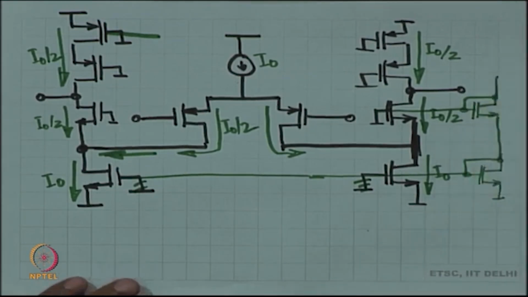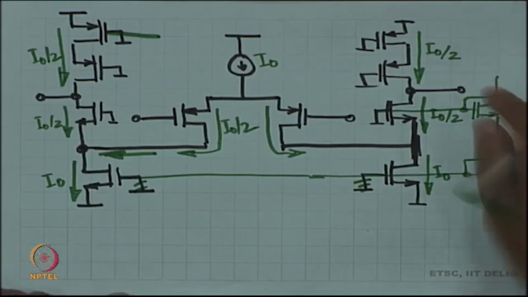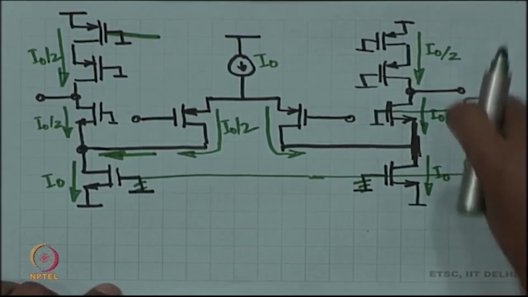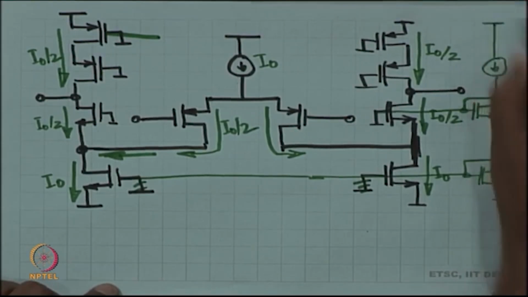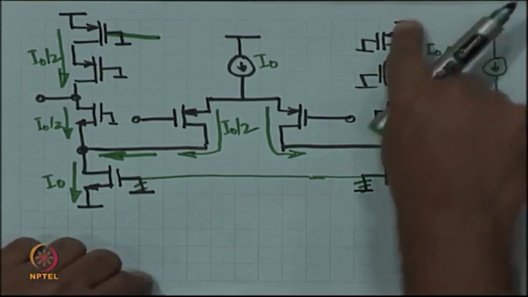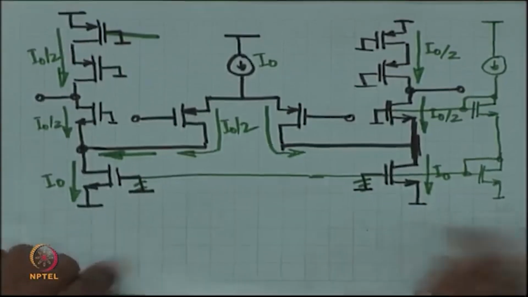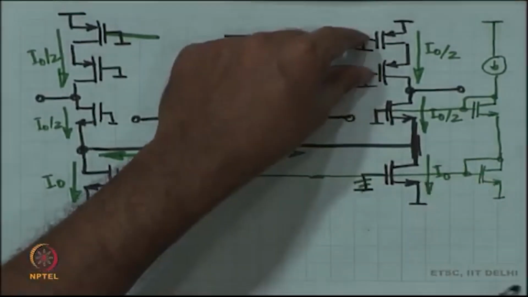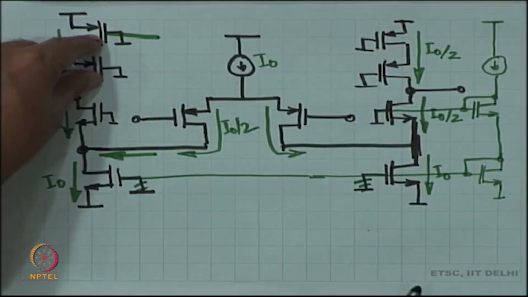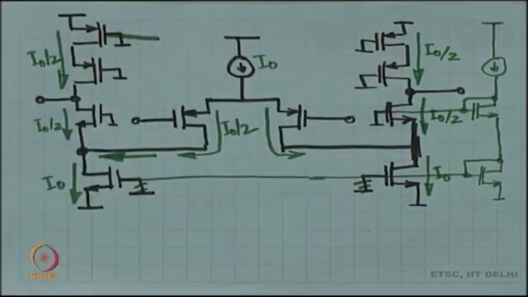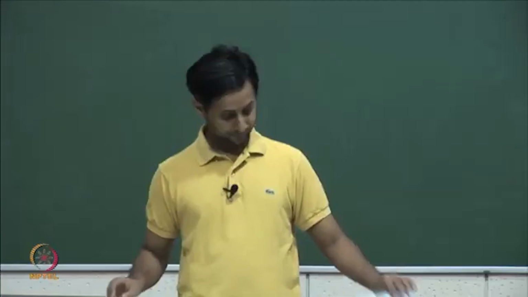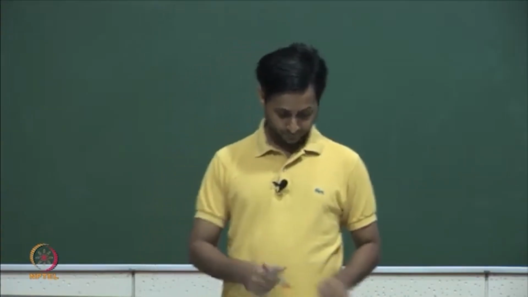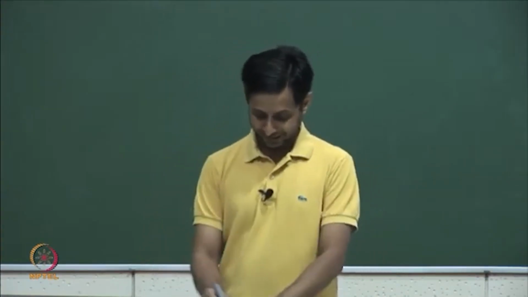Okay. And then maybe a mirror of that is going to generate I naught by 2. So, another mirror, a cascode mirror, copy of copy, and then you are going to generate these voltages. Okay, let us draw it. There is no space on this page anymore. So, let us draw it nicely.